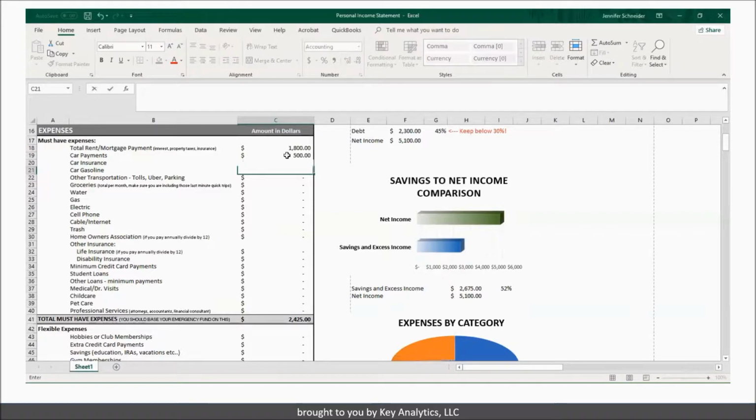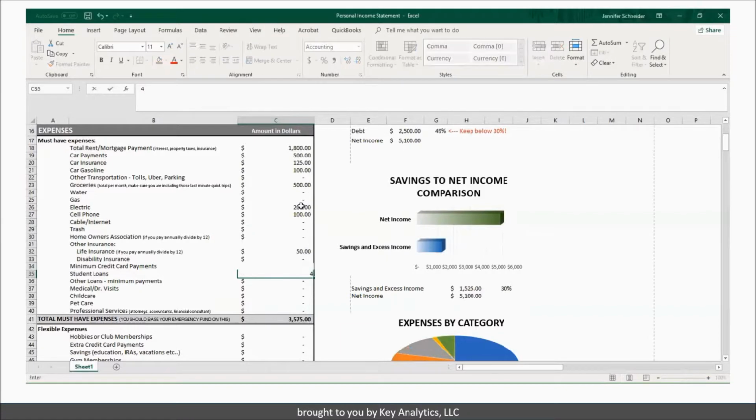Your mortgage or your rent there at the top, anything related to your car payments, insurance, gasoline, any tolls or Uber type expenses. Then you've got groceries and things related to your house like water and electric. Going further, if you own a house, you might pay homeowners association fees, any insurance that you pay separate from work like life insurance or disability. Your minimum credit card payments, that's the must-have payment that you have to make. So just the minimums there.